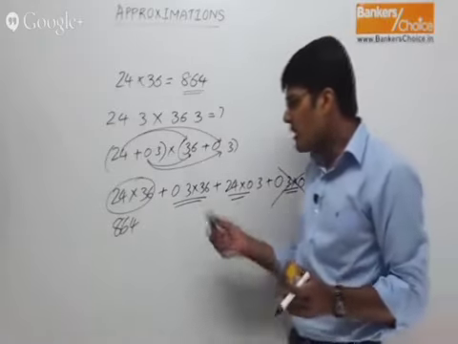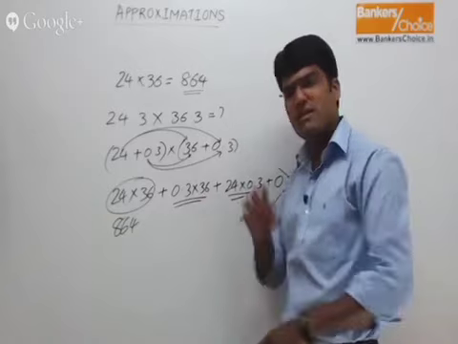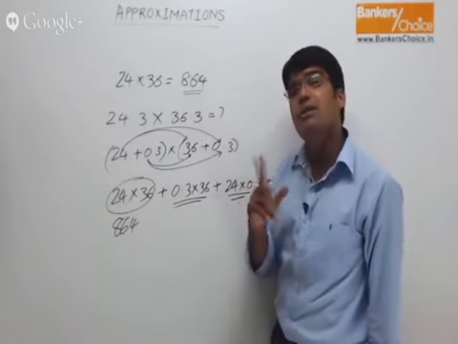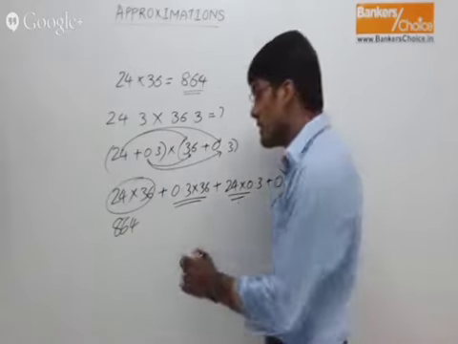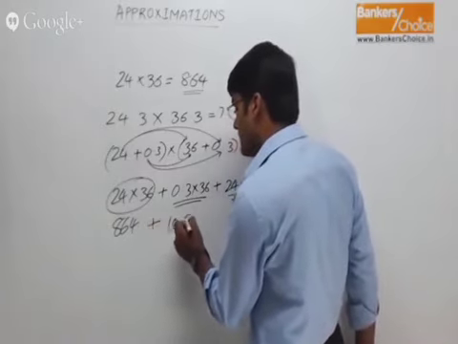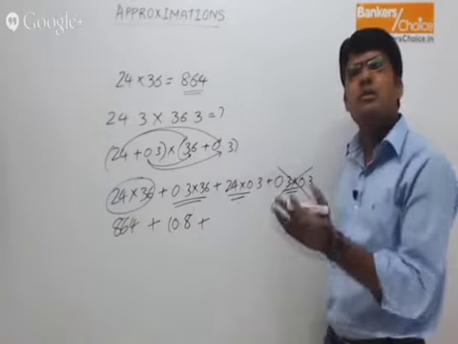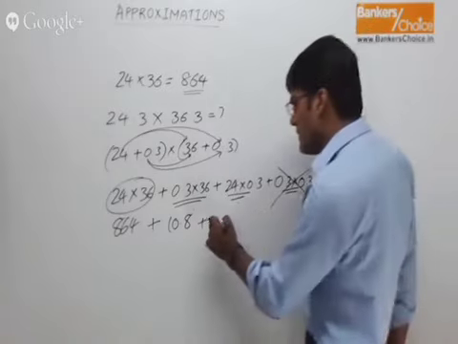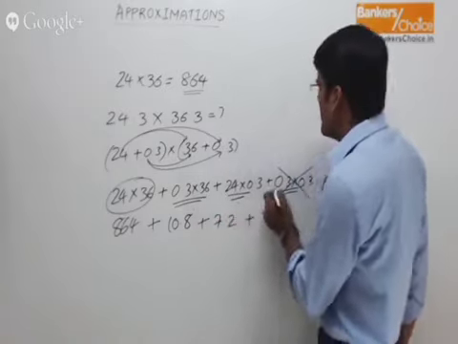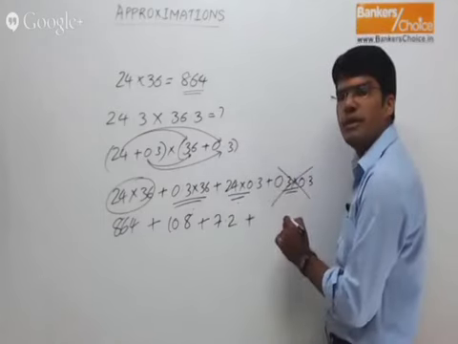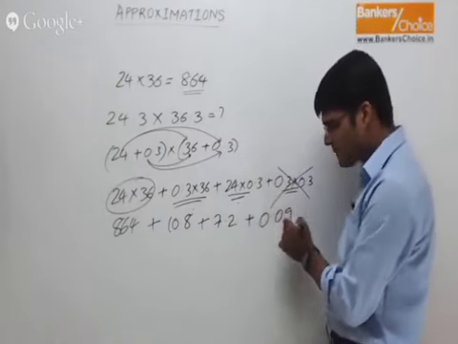For example, what is 0.3 into 36? Just think of this, 3 into 36 is 108. So 0.3 into 36 will be 10.8. Plus, what is 24 into 0.3? 24 into 3 is 72. So 24 into 0.3 will be 7.2. Plus, again, if you look at this part as well, 0.3 into 0.3 will be 0.09.